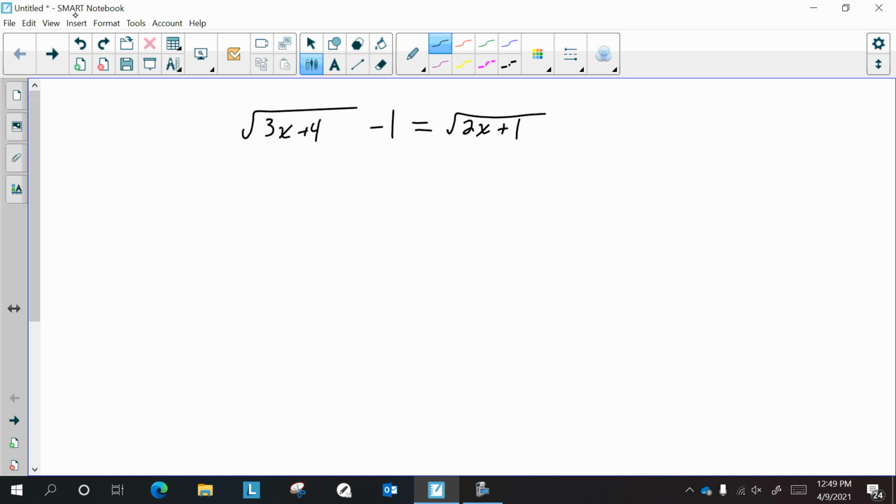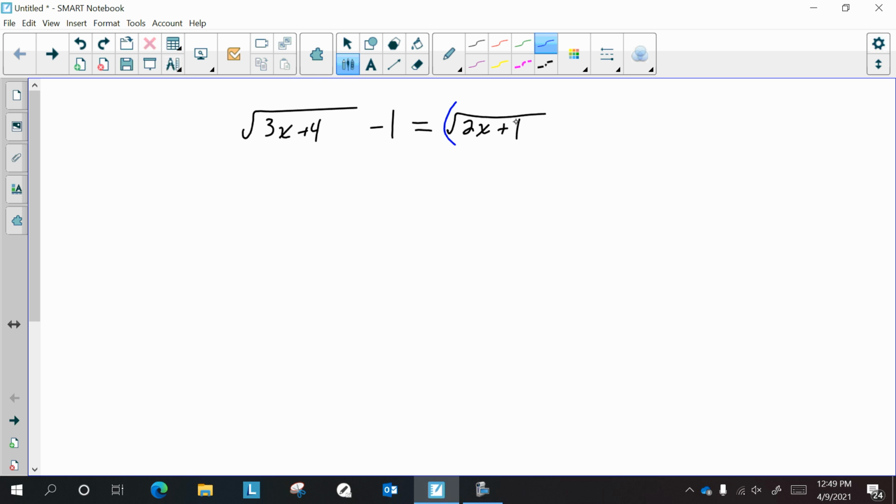In order to solve an equation that has two radicals, we have to get rid of each radical one at a time. So the process that we've used to get rid of radicals is to isolate a radical and then square both sides. So in this case, we already have one of the square roots by itself. So to get rid of that square root, we're going to square both sides.